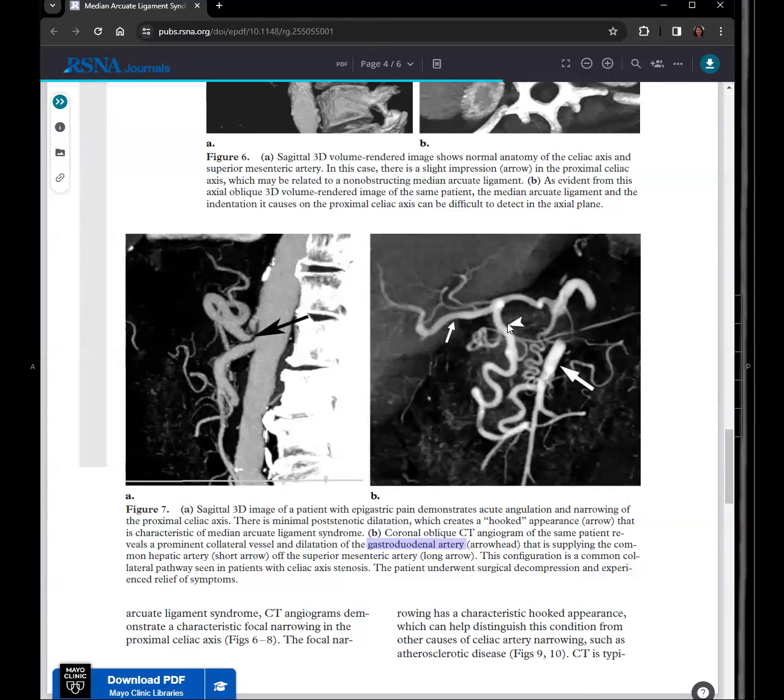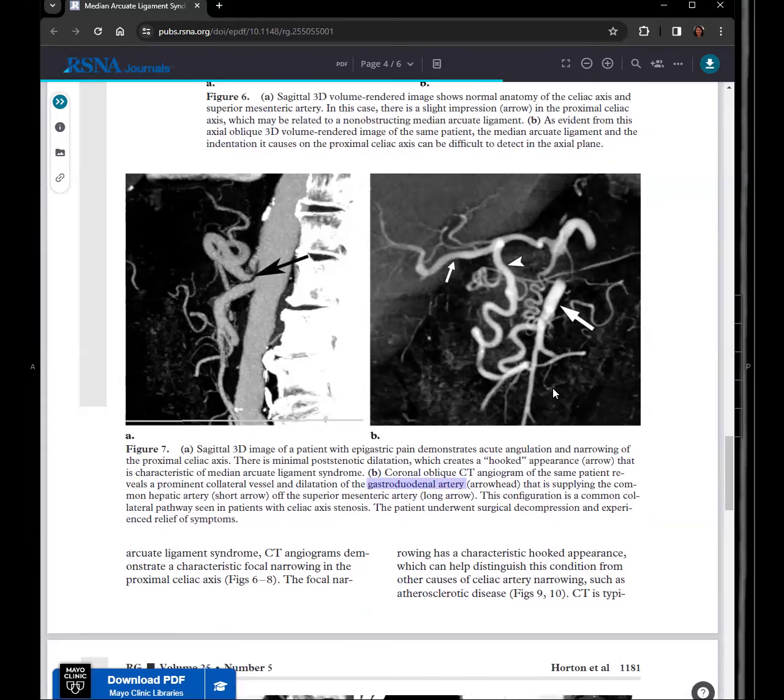Oh yeah, that's a good point. Here in figure B, there's collateral supply from the SMA retrograde, and here the paper is pointing at this GDA that's kind of chunky to compensate for the stenosis of the celiac. And I think that's supposedly why it leads to abdominal pain, maybe because it's pulling blood away from the SMA that would normally be feeding the bowel.